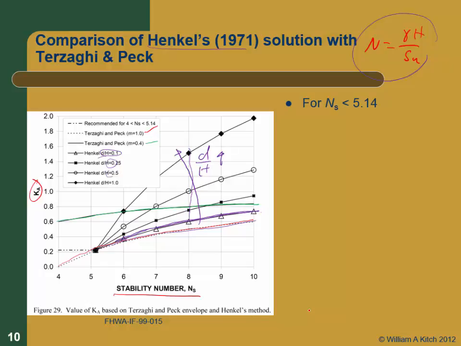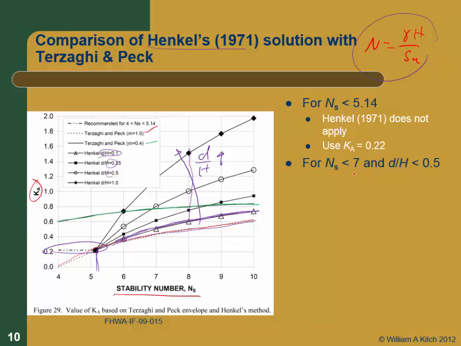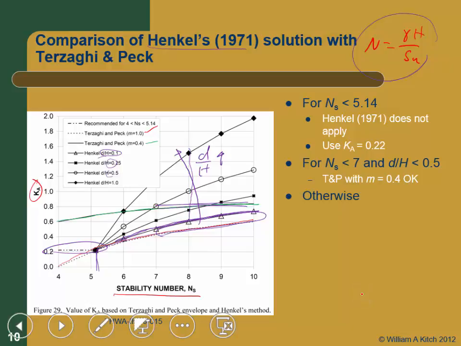So the recommendations are: when your stability number is less than 5.14, that's right here, Henkel's analysis doesn't apply, and you should be using your Ka of 0.22, which is the one we got from Terzaghi and Peck, right? When NS is greater than 7 and D over H is less than 0.5, so that's when you're down in this region, in that case, you can just use the Terzaghi and Peck with M equal to 0.4 and you should be fine. So you're actually going to use this envelope right here. Otherwise, you should be using Henkel's equation for Ka.